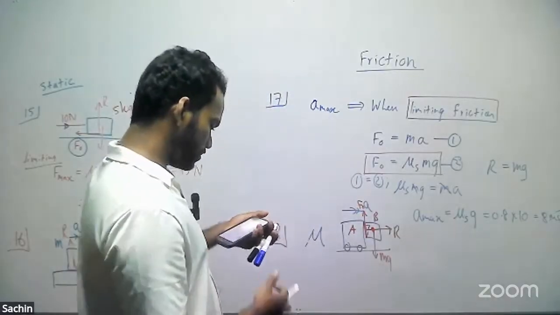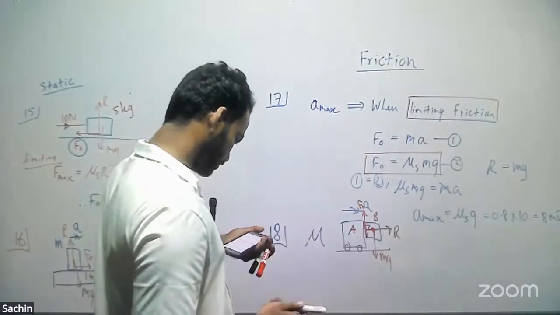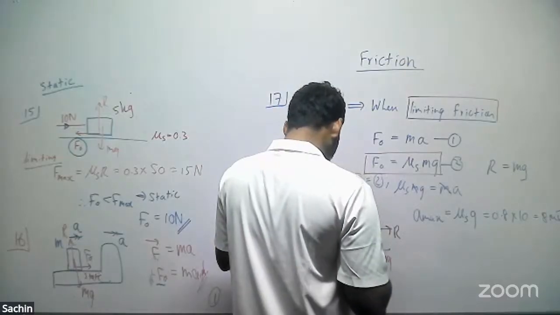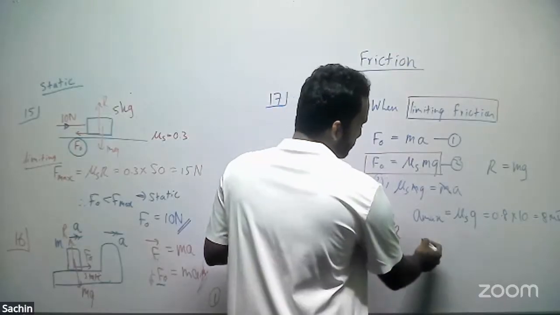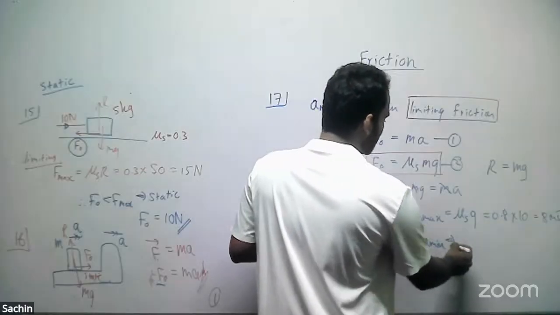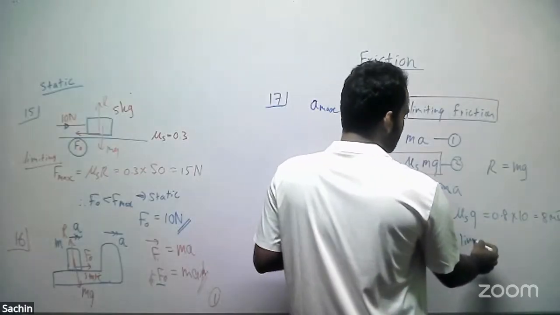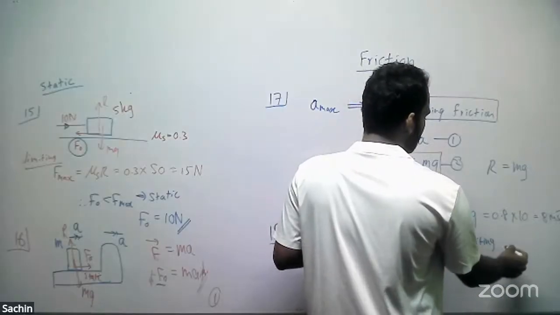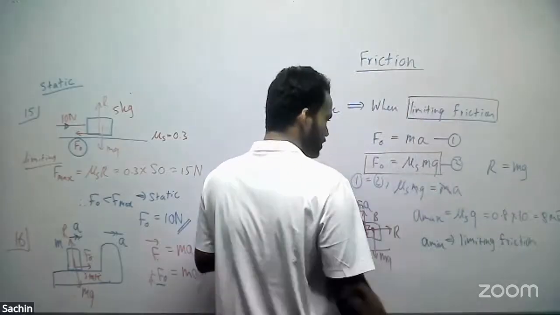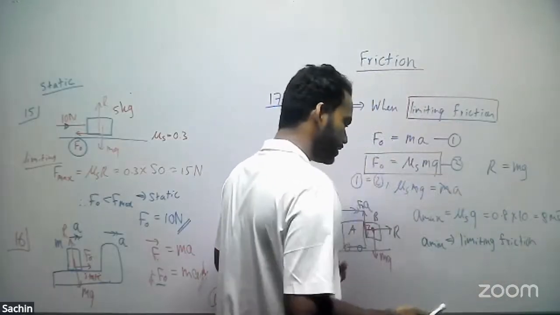Okay. So they are asking to calculate the minimum acceleration. If the term minimum is there, then for minimum acceleration it will definitely be with limiting friction. That means the friction should be at its maximum possible value. That means you can write another equation for the friction.